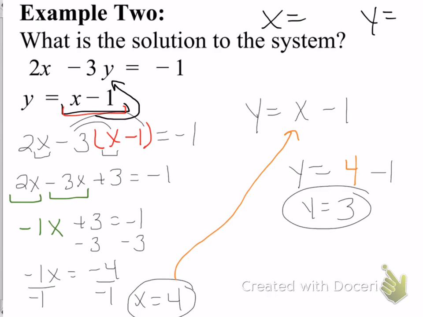And then lastly, we just have to write our answer as an ordered pair, which we remember is our x, y. So 4, 3 is our answer to this solution. It's our solution to the system. So 4, 3 is our solution. All right, let's keep going.